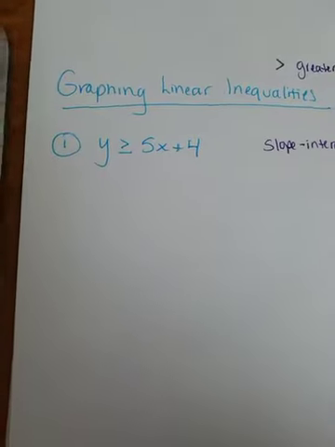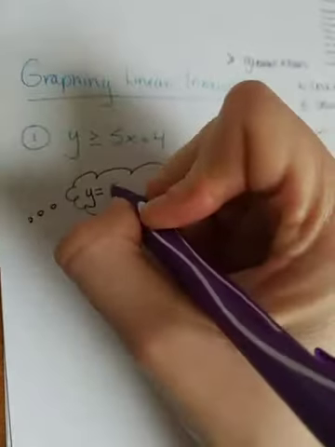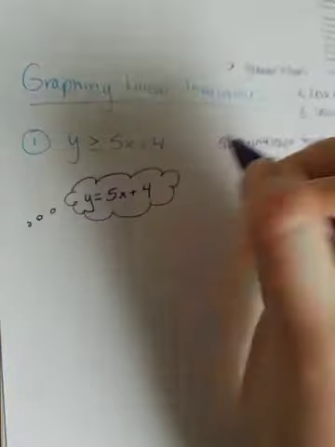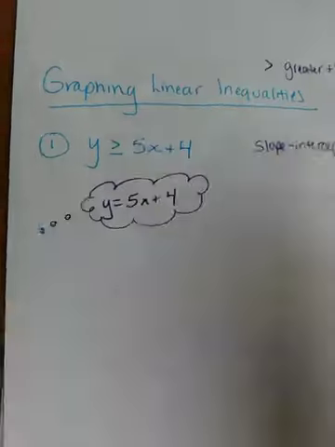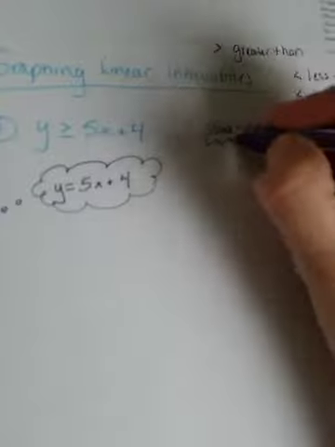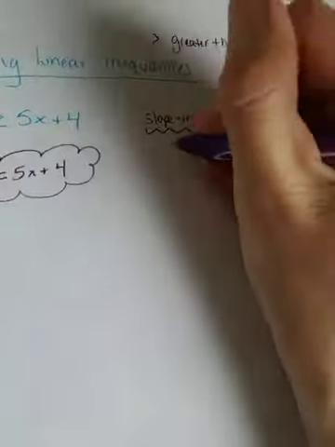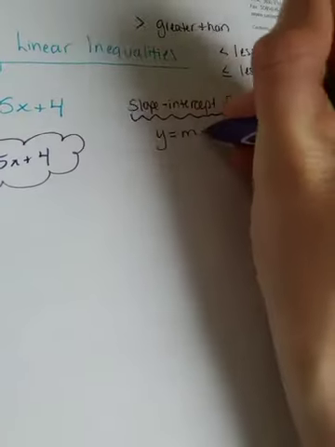y is greater than or equal to 5x plus 4, I always tell my students when they're sitting in front of me that that's your thought bubble, and you want to think of this as just, well, before I worry about the inequality, how do I graph the equation y equals 5x plus 4? And remember, this is in slope-intercept form, which we practiced for a long time before we left in March. y equals mx plus b.